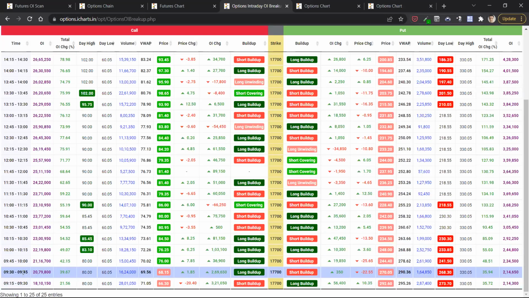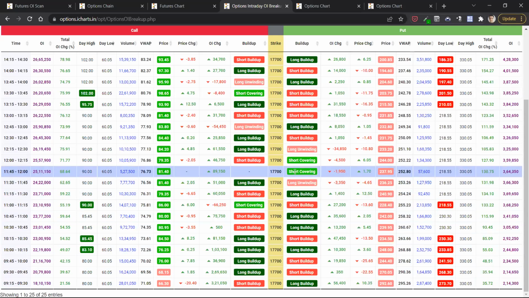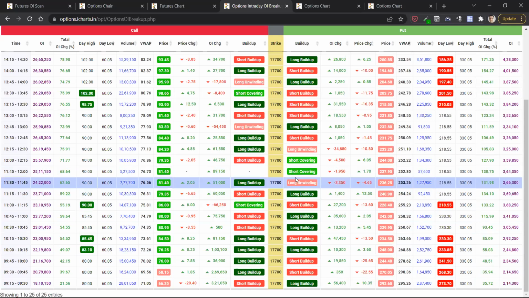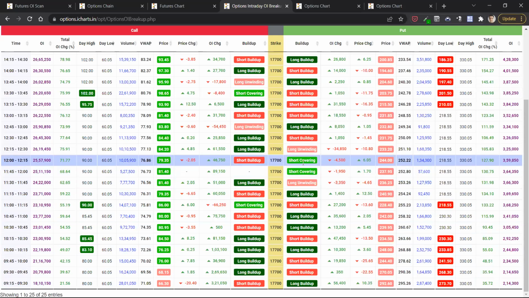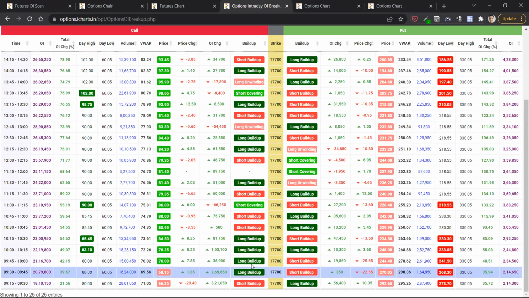Now here at 9:45, this has flipped to long buildup and short buildup here. Now, this is again a strong signal because one side is long buildup, the other side is short buildup. This is what I call strong signals. The short covering or long unwinding, you can ignore these. But these you need to take seriously.